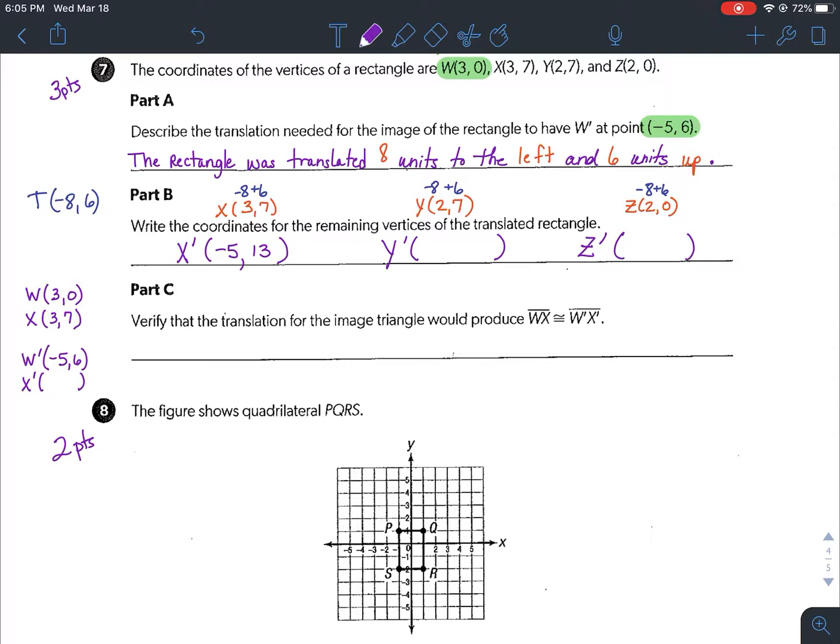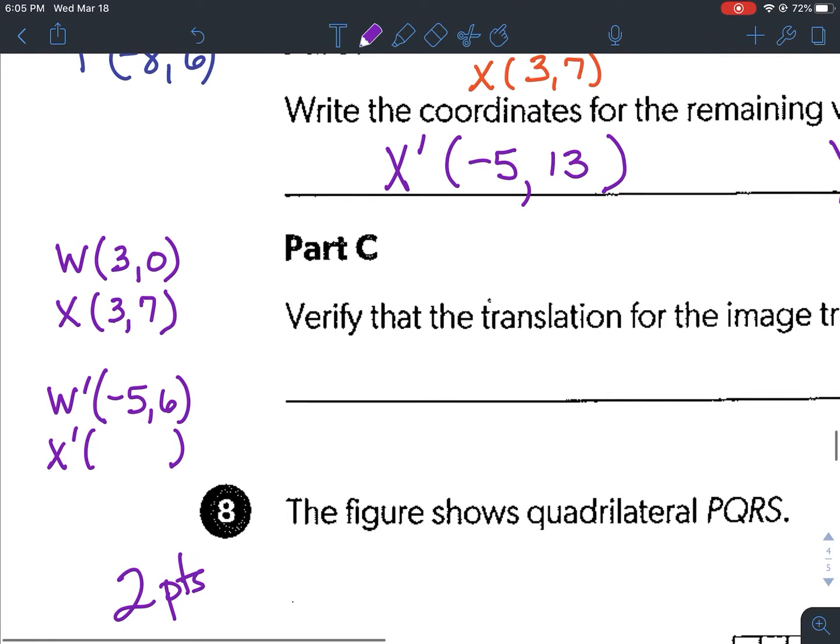So, I already kind of wrote down some information here. W is 3, 0, X is 3, 7, W prime is -5, 6, which was all the given stuff. And then in part B, we found that X prime was -5, 13. So we're going to find the length of WX and we're going to find the length of W prime X prime. And if they have the same measurement, then we can conclude that the sides are congruent. So let's find the length of WX.